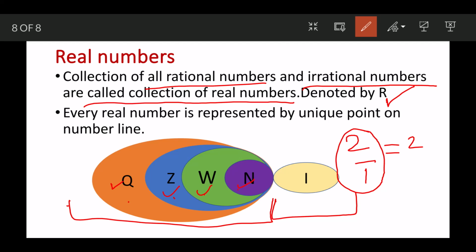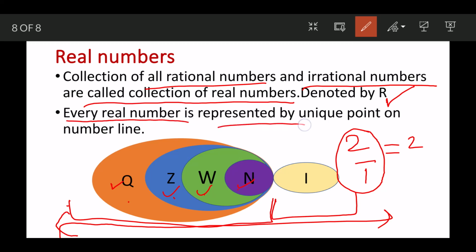All these rational numbers and irrational numbers can be represented on a number line. Every real number is represented by a unique point on the number line. I hope now you all understood the basic concept of numbers very well.